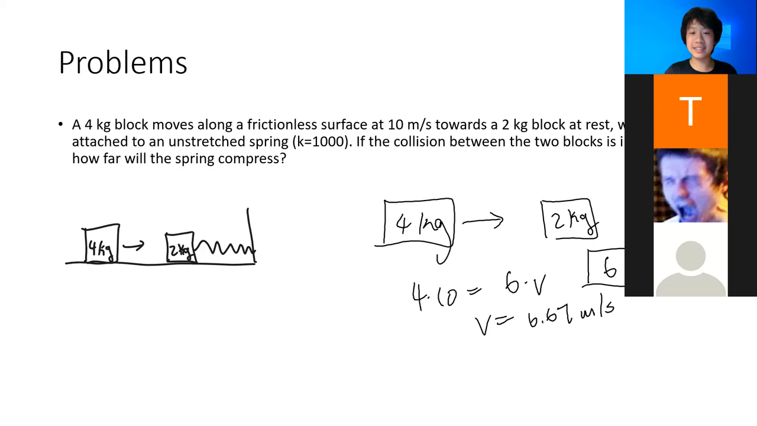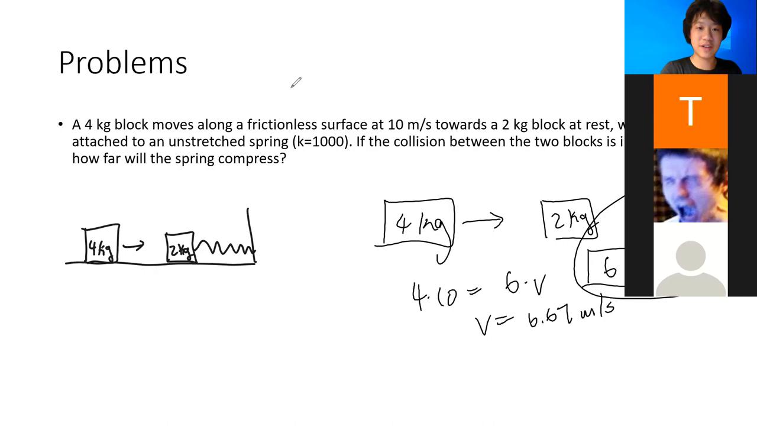So now we can use energy conservation. Why? Because the collision has already occurred. The friction has already dissipated, all right? And all we have here now is a system that works without any friction, right? There's no friction between the ground. There's no friction within the spring, all right? So the friction has already occurred here. So now we can use conservation of energy.